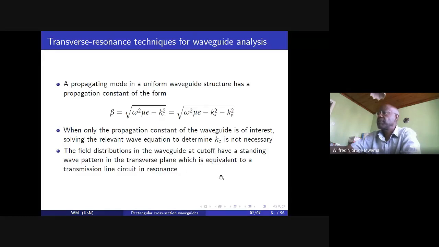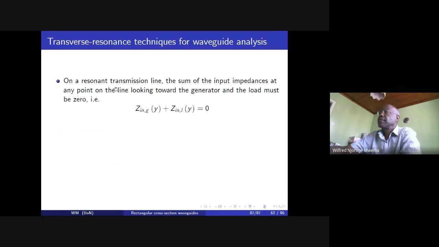with the reflected waves. So on a resonant transmission line, the sum of the input impedances at any point on that line looking toward the generator and looking toward the load must always be equal to 0. That is, if we were to look at a given point on the line, we turn around and look towards the generator, we'll get a value of input impedance Zin at that point, and if we look toward the load, we'll get a value of Zin of L there. And when we add them together, they must always be equal to 0.